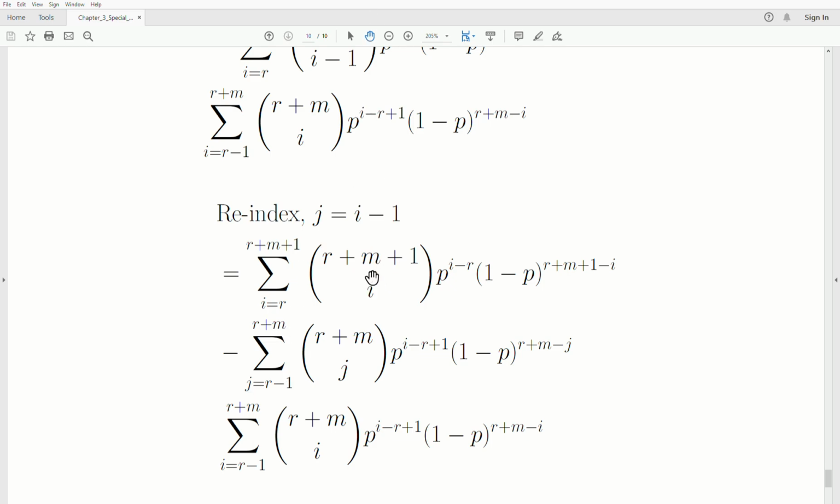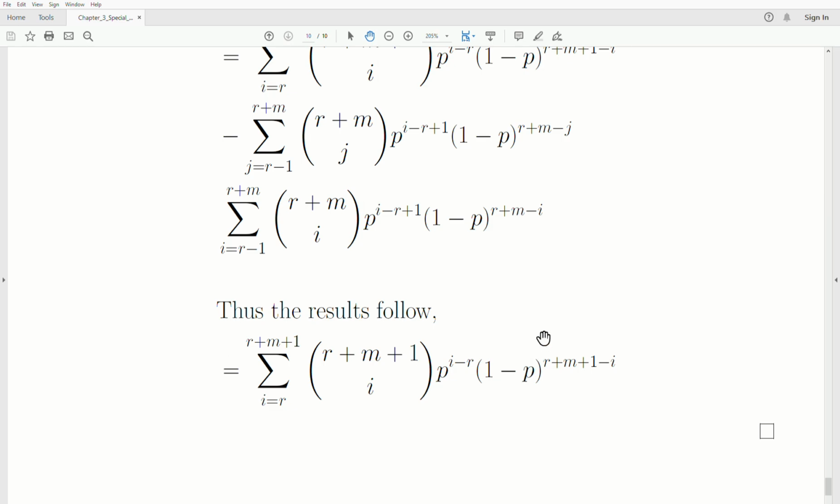So the first term comes here, this last term is here. But the index is really just a dummy variable, right? So here we're subtracting and then adding the same quantity. So we're left with just this term. And thus the result follows, because that's what we wanted to show. And so the theorem is proven.